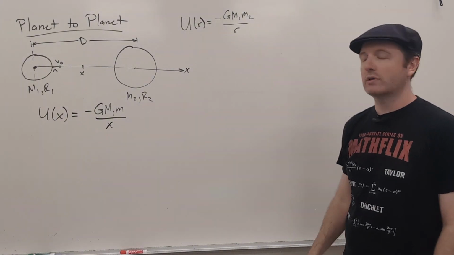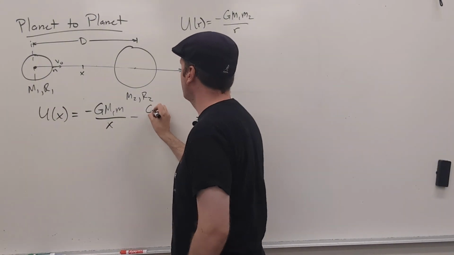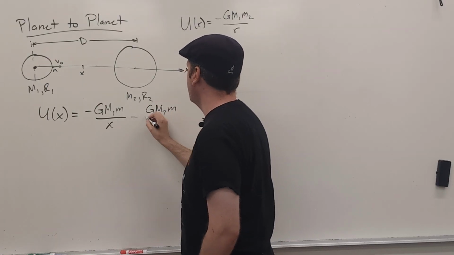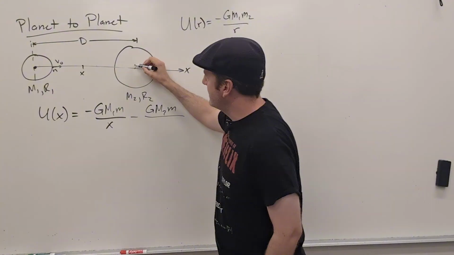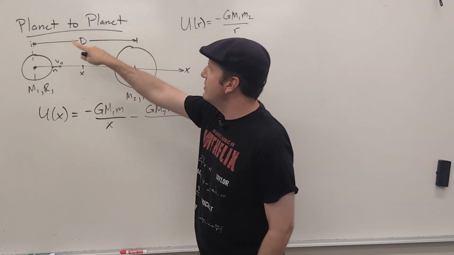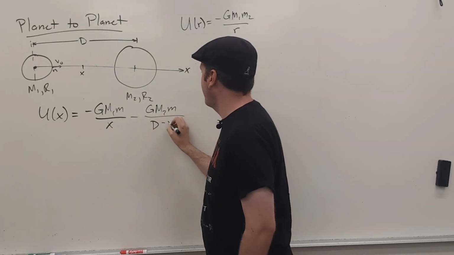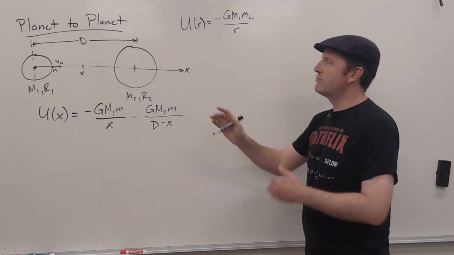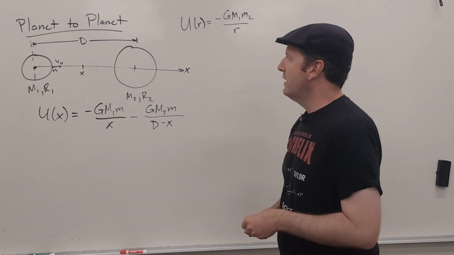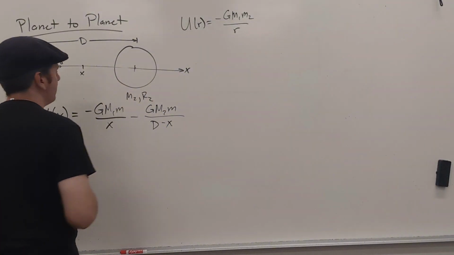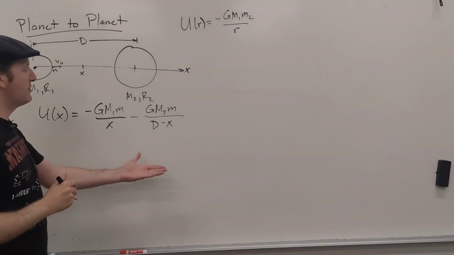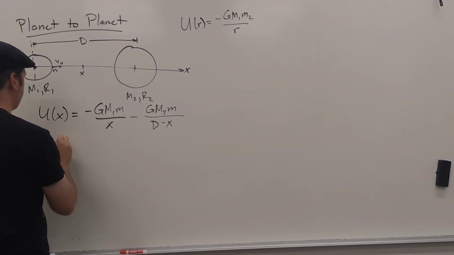By the way, I've chosen my coordinates. The second term will also have a big G. It'll have an m2 and an m, but now I've got to get this distance right. The distance from here to here is not x, it's actually d minus x. And I am subtracting it in that order to make sure the signs all kind of work out the way we want. Now the position of maximal potential energy is just going to be where the derivative of this with respect to x equals 0. So we can do that.